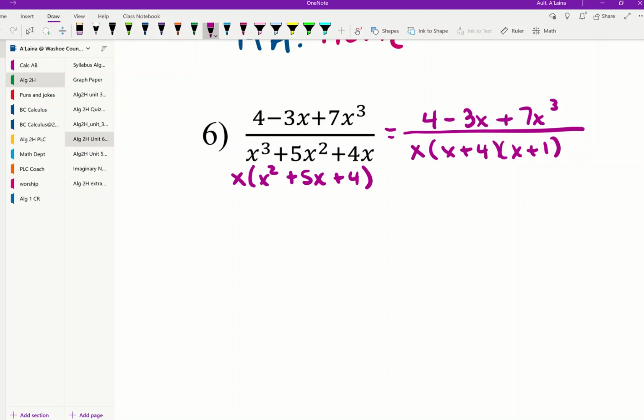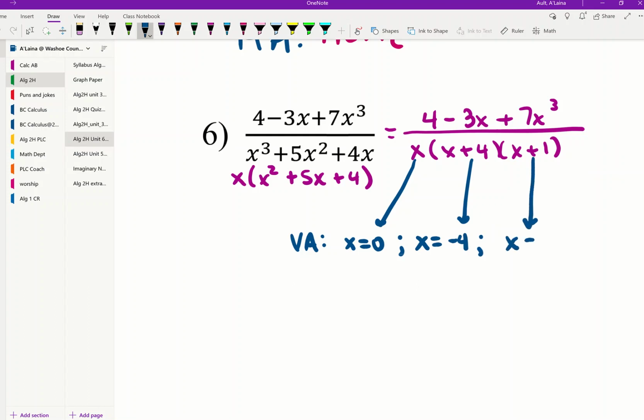But what I'm going to do now is identify my vertical asymptotes. Every factor on the denominator, as long as that factor is not repeated on the numerator, is a vertical asymptote. So this would give me x equals 0. Notice I'm using the root or the solution here. And I must write this as x equals, these are lines, x equals -4 and x equals -1.